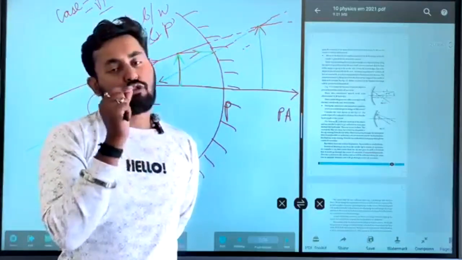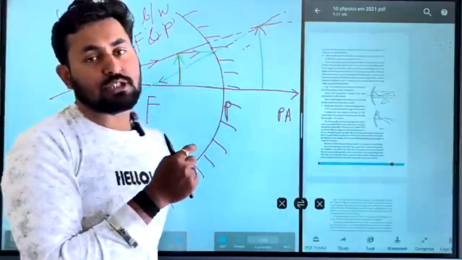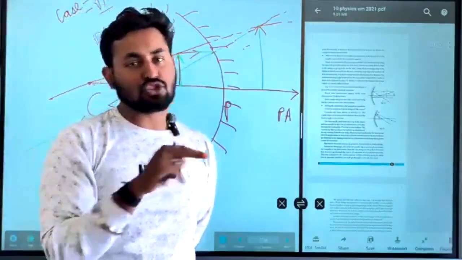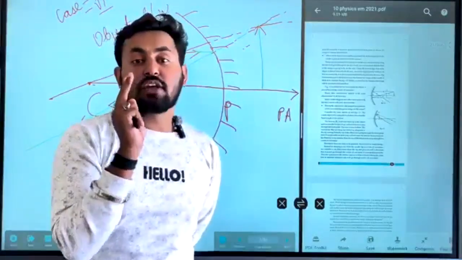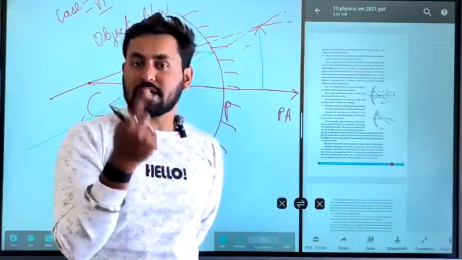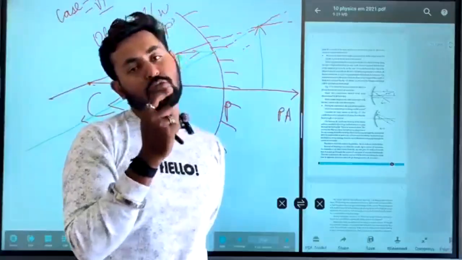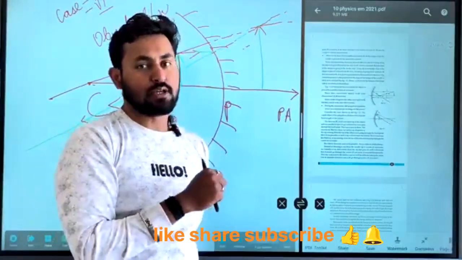The next class for sure will be of image formation, ray diagram of convex mirror. It has only two cases. It will be wound up very shortly. After that I'll continue with the differences between virtual image and real image, and also the applications of concave mirror and convex mirror from an exam point of view. That is also very important.